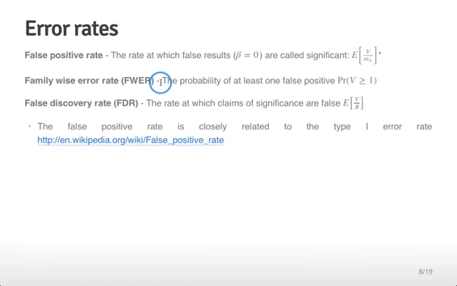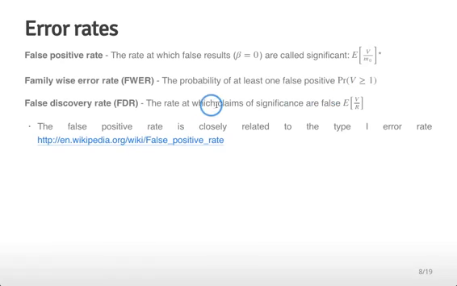Then there's another error measure, which is called the family-wise error rate. That is just the probability of at least one false positive. This V variable counts all the times where there's no relationship between the variables, but we claim that there is one. So the family-wise error rate is controlling the probability that the number of times we make that false claim, V, is greater than or equal to 1.